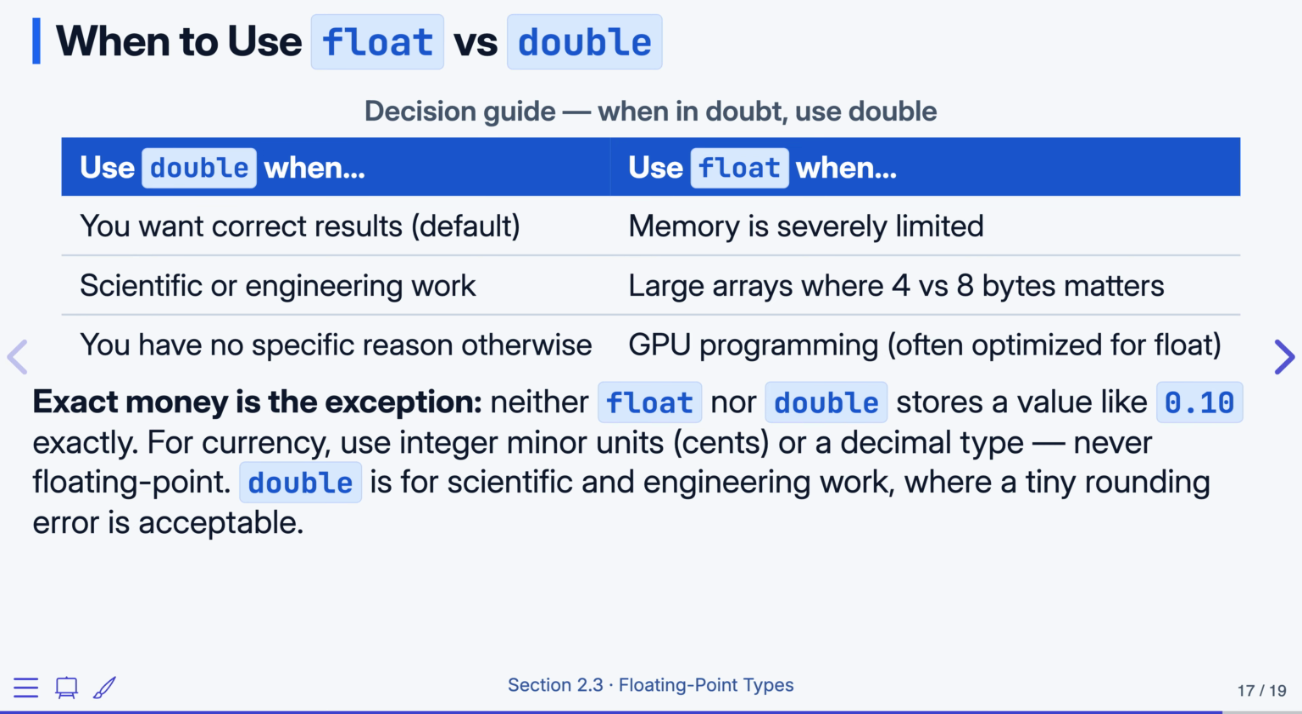One important exception: do not use floating point for exact money. Neither float nor double can store a value like 0.10 exactly, so both accumulate rounding error. For currency, store whole numbers of cents in an integer or use a decimal type. Double is for scientific and engineering work, where a tiny rounding error is acceptable.